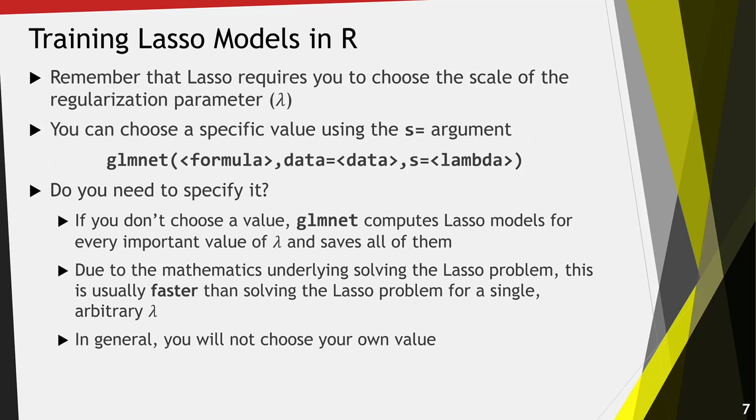You might remember from previous videos that Lasso requires you to choose the scale of the regularization parameter, that lambda. You can choose a specific value using the s equals argument. So here in this example, I just add that argument there. But do you need to specify it? If you don't choose a value, GLMNet is going to compute Lasso models for every important value of lambda and save all of them. Due to the mathematics underlying solving the Lasso problem, this is usually faster than solving the Lasso problem for a single arbitrary lambda. So in general, you're not going to choose your own value of lambda. You'll let GLMNet train Lasso models for every important value, and then you'll pick out the value of lambda that you would like after it's trained all of them.